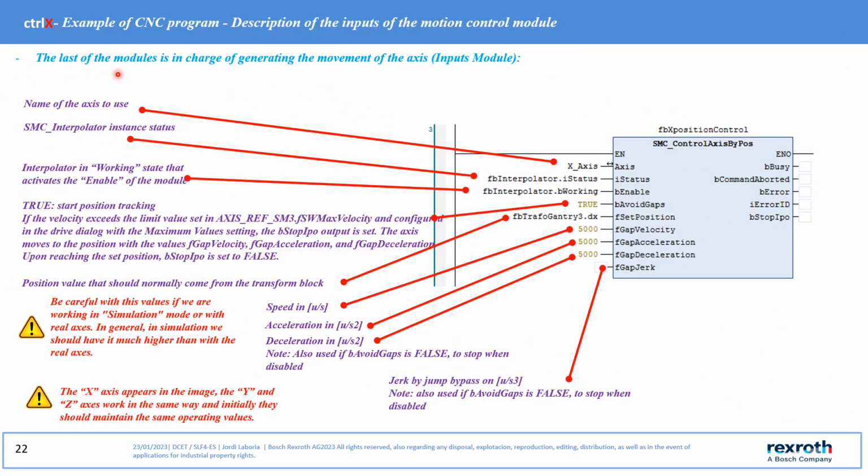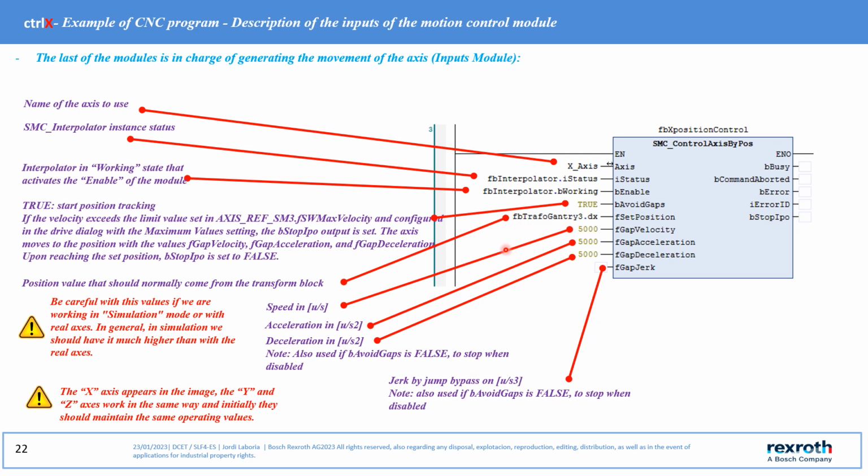The last of the modules is in charge of generating the movement of the axis. This page contains the description of the inputs of the axis movement module. In the image, we have the x-axis control module. The other 2 axes have the same functionality, and only the name of the axis should be modified in this case. As can be seen in the image, some of the data comes from the interpolator and the other from the transformation module seen previously.